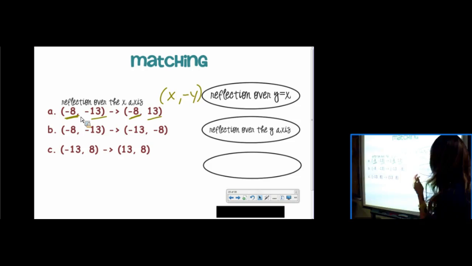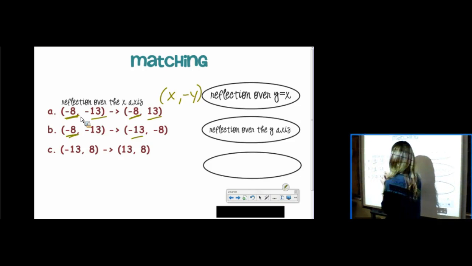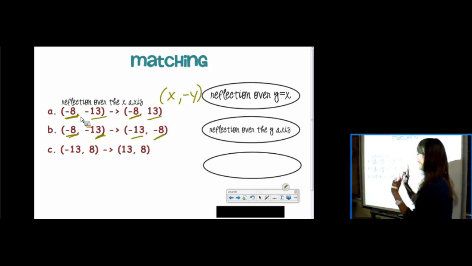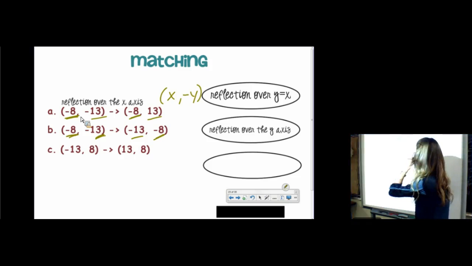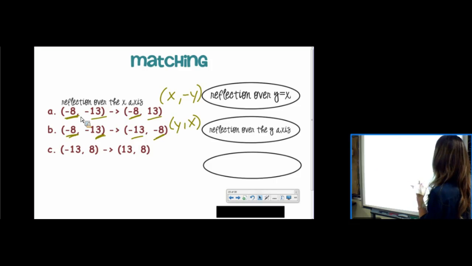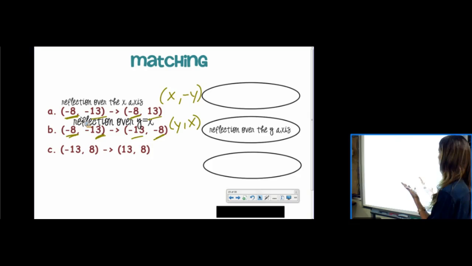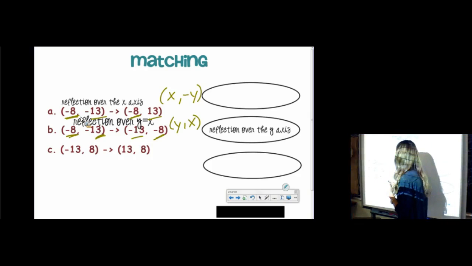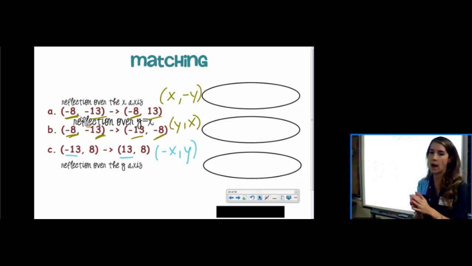All right, let's do the next one, guys. What happened to the x? Oh, my goodness. Not the same. Okay, I see what happened here. They traded places. None of the signs changed. So the rule is simply that they traded places. We look at our notes. Oh, that's a reflection over the line y equals x. And then, of course, when they trade, oh, what happened here? No, they didn't trade places. The x is negative, and the y stays the same. So reflection over the y-axis.